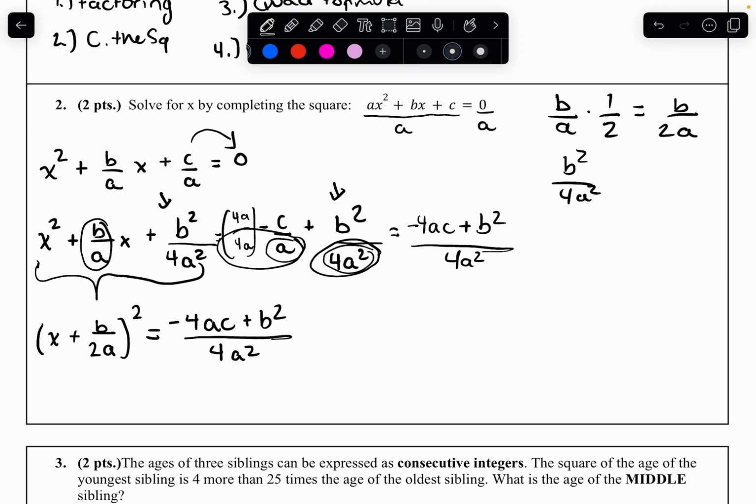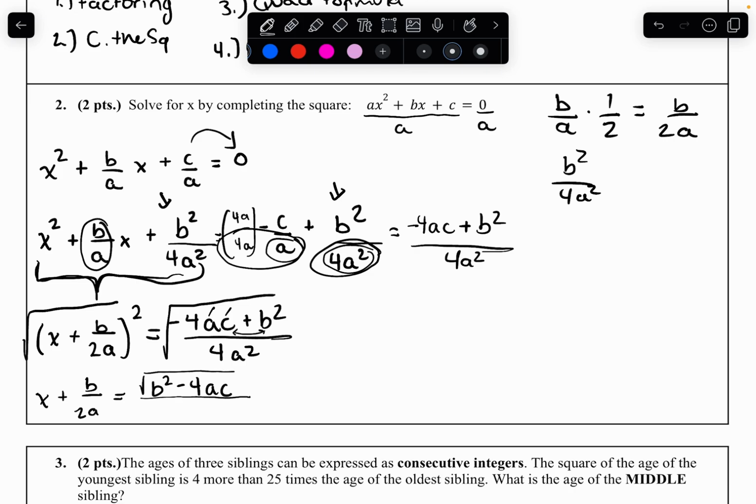Okay, now that I have factored my perfect square trinomial, I'm going to try and solve for x by taking the square root on both sides. And so I have x plus b over 2a is equal to, well, I can't take the square root of the numerator because a and c are not perfect squares. So I couldn't even have a difference of perfect squares. And then I'm going to change the order of these two terms so that it looks like the quadratic formula that we're used to seeing. b squared minus 4ac.